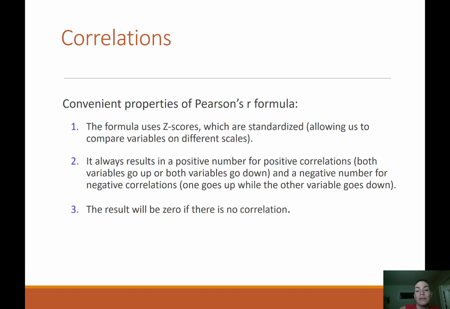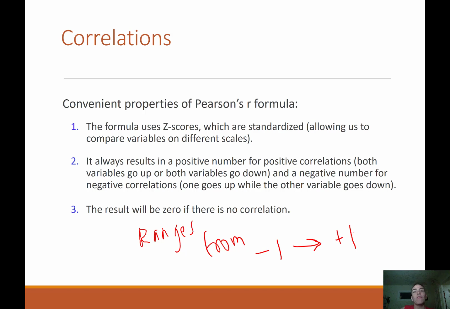Also, Pearson's r will always result in a positive number for positive correlations. So that's convenient because we can look at the value of Pearson's r and automatically we know if there is a positive relationship or a negative relationship. And also, finally, the result of Pearson's r will be exactly equal to 0 if there's no correlation. Another note here is that Pearson's r ranges from -1 to +1.